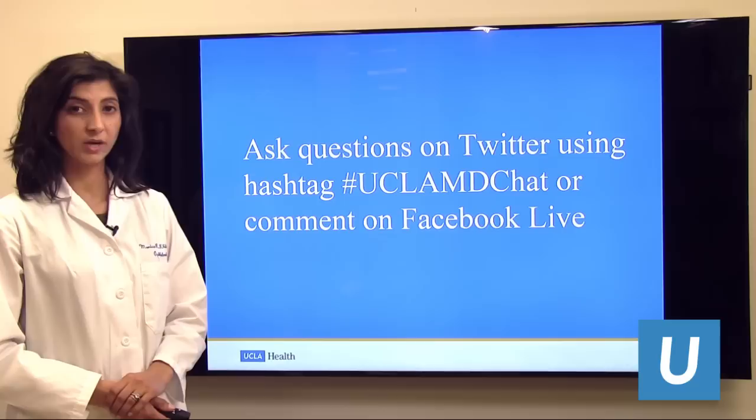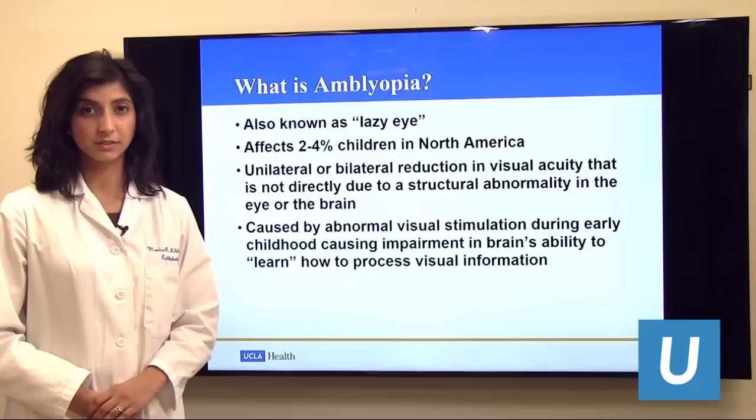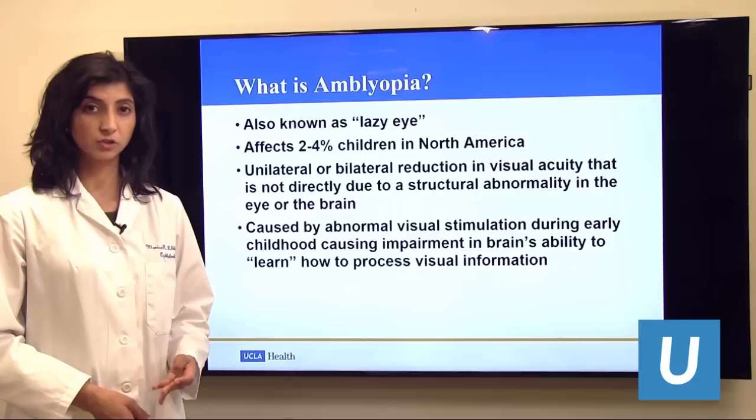Now, what is amblyopia? Amblyopia is one of the most common conditions we see in children in regards to vision disorders. It affects 2 to 4% of children in North America. Amblyopia is commonly known as the lazy eye, and what it refers to is the unilateral or bilateral reduction in visual acuity that's not directly related to a structural problem within either the eye or the brain.